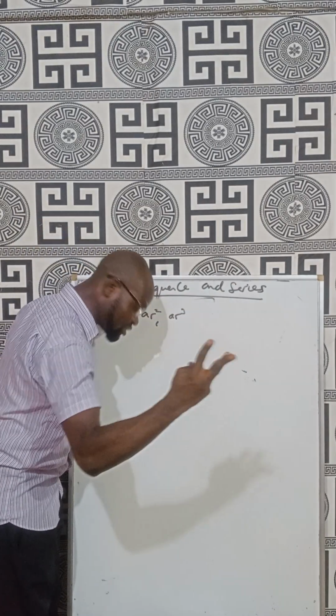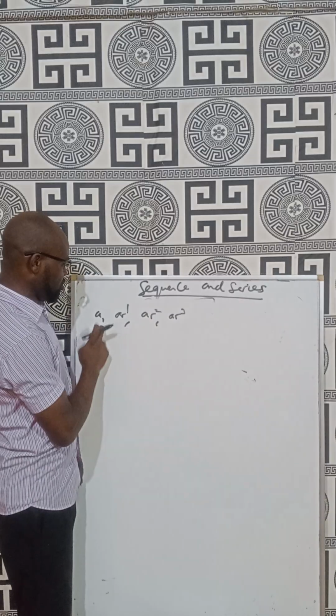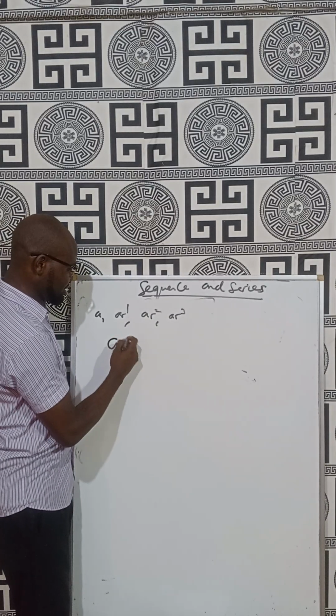So the question says the third and the fifth. The third one is ar squared: 1, 2, 3. That's ar to the power 2, that's the third term.